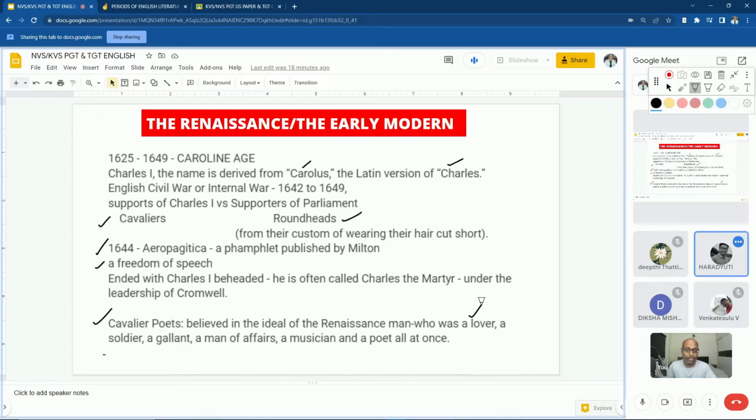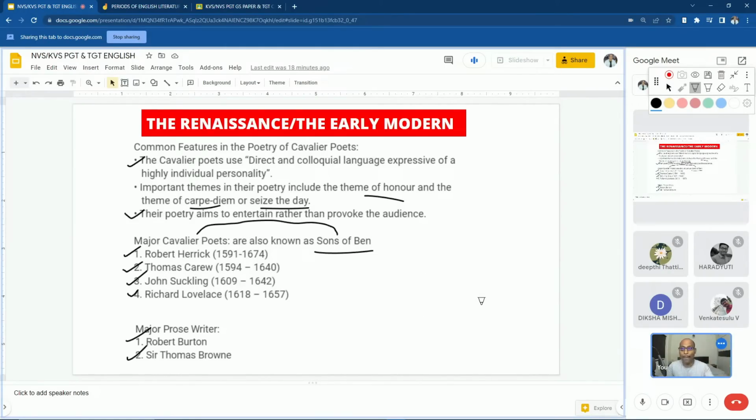No, sir. So those poets understood that the Renaissance man must be a lover, a soldier, a gallant, a man of affairs, a musician, and a poet all at once. So they believed that a man must have these many qualities, and they wrote according to their belief.